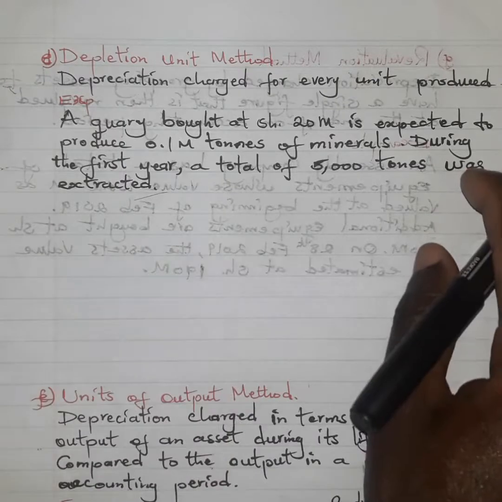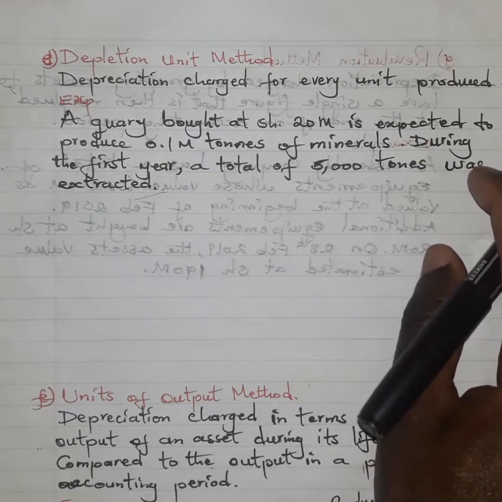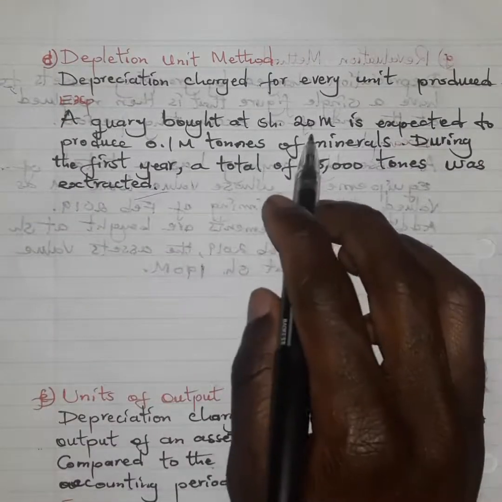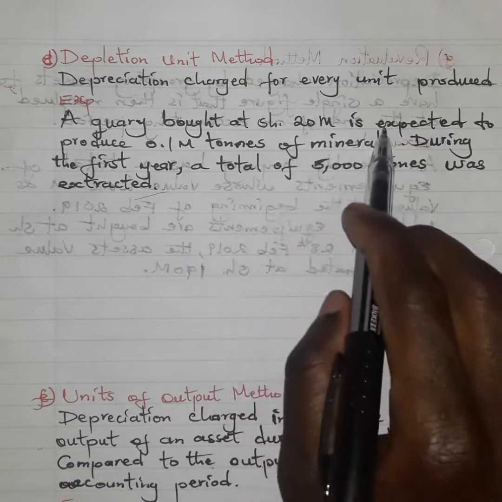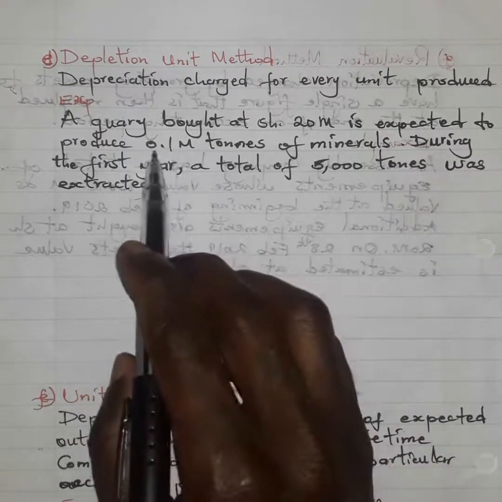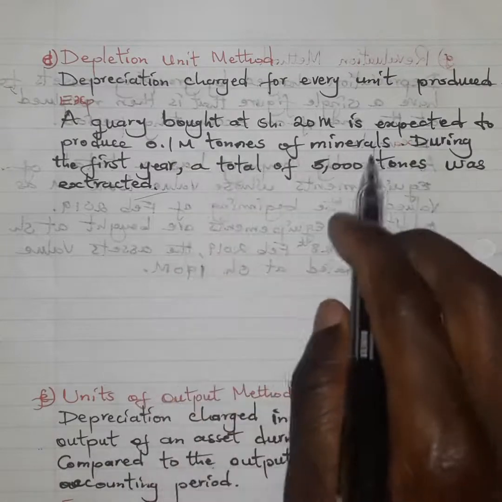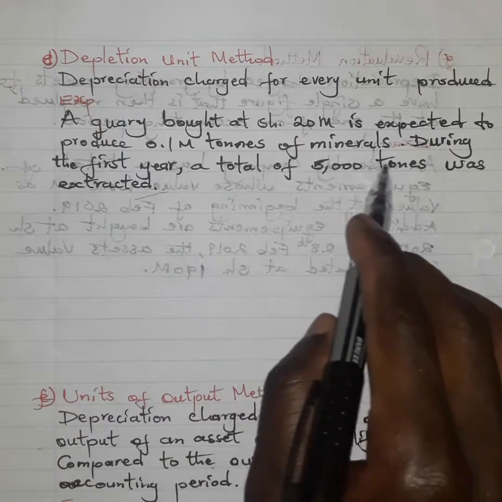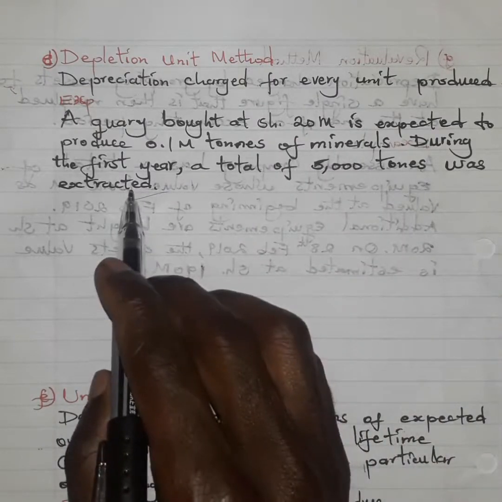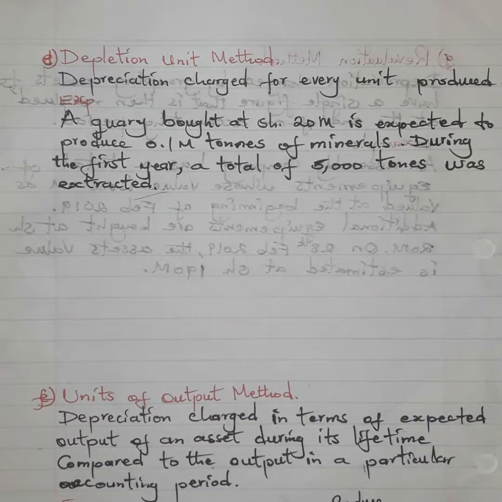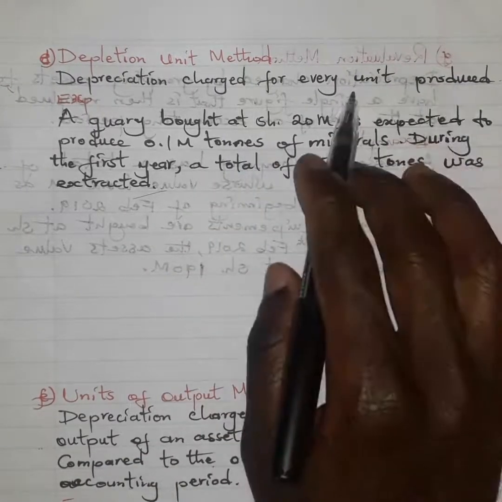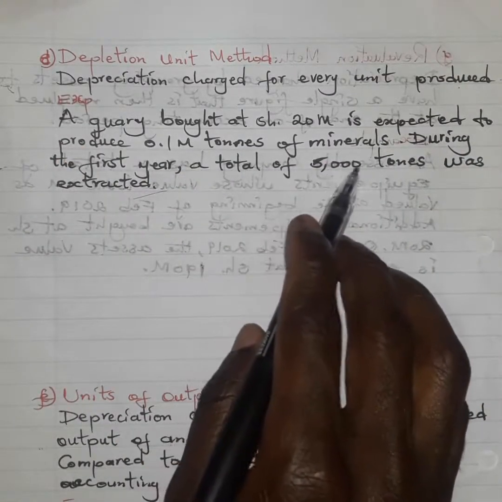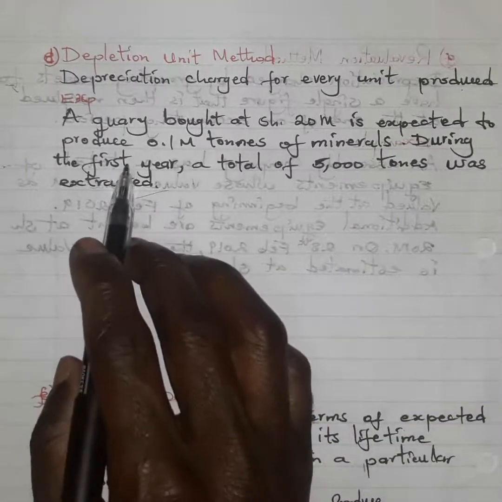It means every production has some loss of value attached. And we have an example here. A quarry bought at 20 million is expected to produce 0.1 million tons of minerals. During the first year, a total of 5,000 tons was extracted. And we say that we charge depreciation for every unit produced. So we are going to charge depreciation for every ton that was extracted. Actually, this is what is being produced.